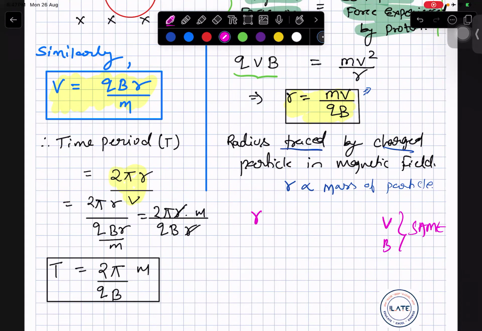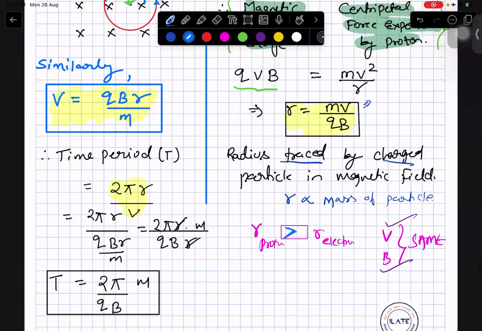Whose radius is going to be bigger, the proton or the electron? Whose radius will be bigger if I shoot a proton and an electron with the same velocity and the same magnetic field strength? The radius of the proton will be bigger because mass is in the numerator, right?